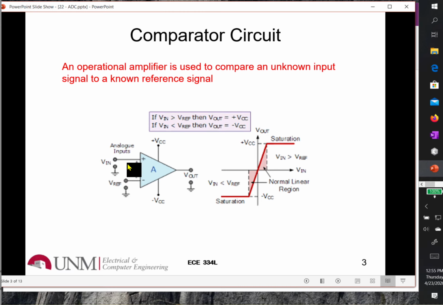So again, if I have the op amp with no feedback, I'm using it as a comparator, comparing an unknown input to a reference. And I want to know, is it larger or smaller? And so I'm going to use a slightly different approach.